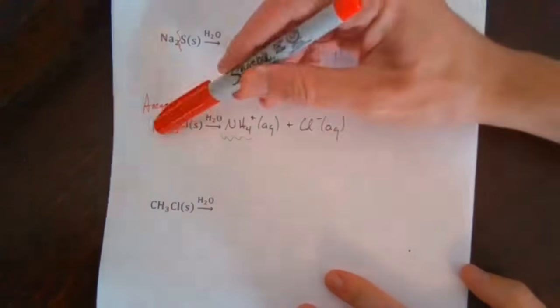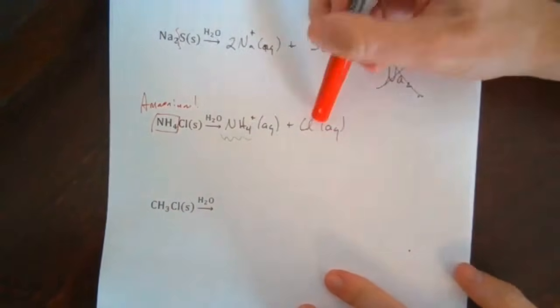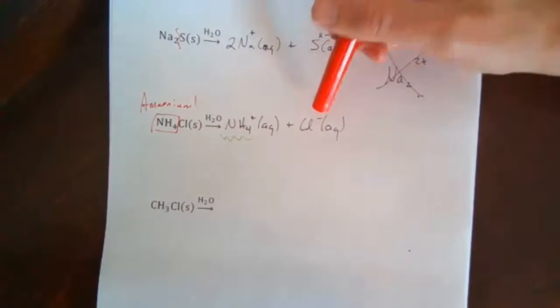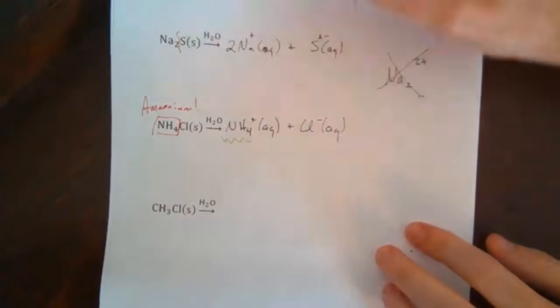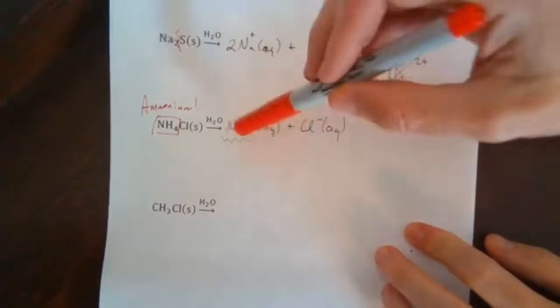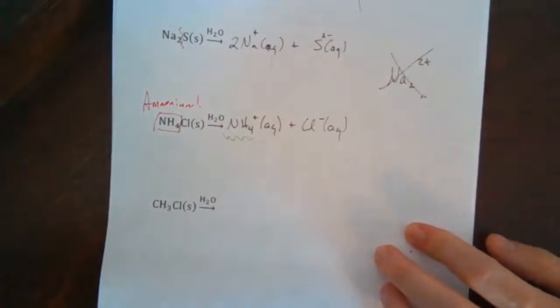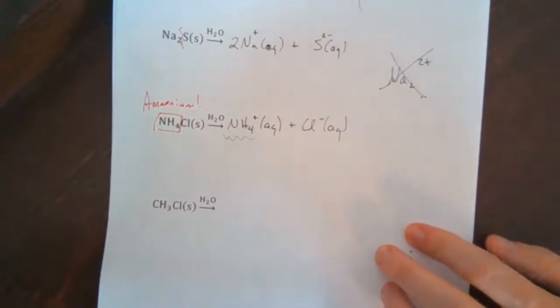We want to recognize that NH4 is plus, right? We can figure out chloride is minus because it's a halogen. It's right next to the noble gases, but not quite there. We can figure out atomic charges, but ammonium, we either need to look it up or just know that NH4 is NH4 plus.